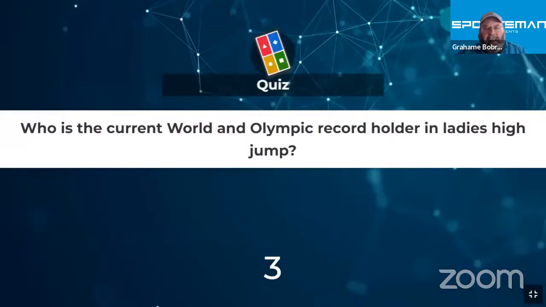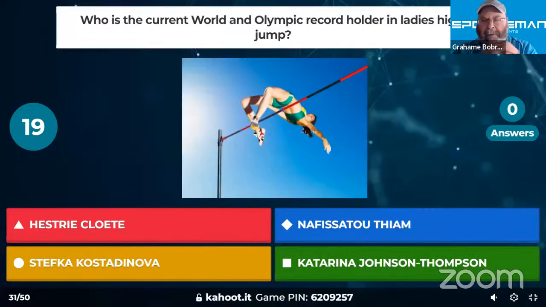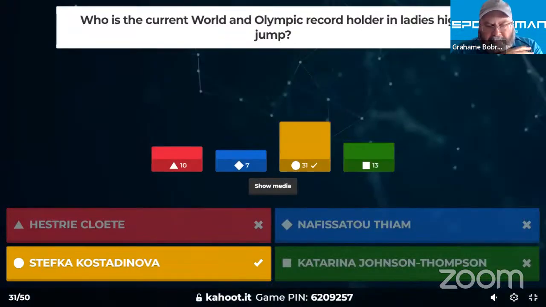Who is the current world and Olympic record holder in ladies high jump? Here come the Googlers. Stefka Konstantinova. Well done to those who got it right. She's had a long-standing record, I think, since 1987, if I'm not mistaken. Could be wrong. I did research a few things overnight, but well done to those getting it correct.